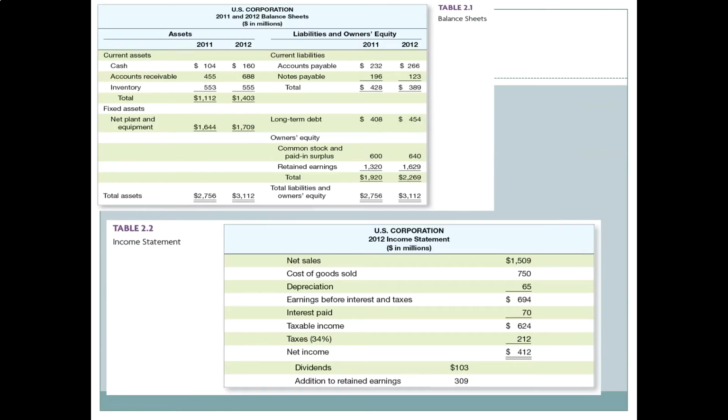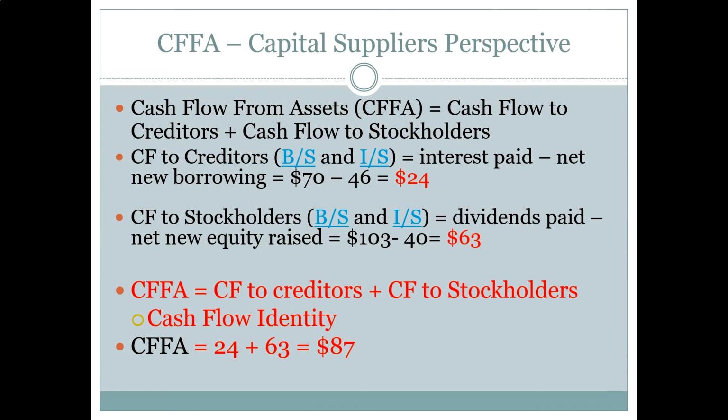Right? You can look here and see that the interest paid on the income statement is $70 million, whereas net new borrowing is the difference between long-term debt in 2012 and long-term debt in 2011 on the balance sheet. And you can see that that's about $46 million. So if I subtract interest paid minus net new borrowing, I get a positive value of 24 million. Now let's think about what this actually implies.